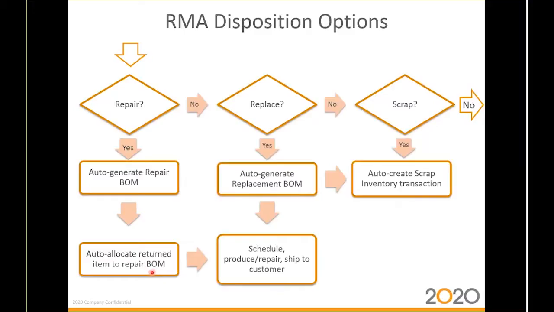So the idea is to give you a vehicle to generate a work order for repairing and tracking that repair through the plant, but giving you also then an order item record that you can put onto a shipment so that you can repair the item and ship it back to the customer.